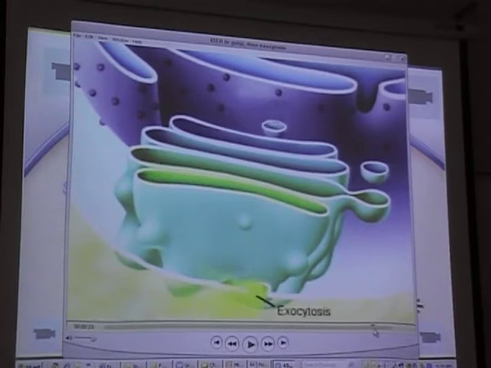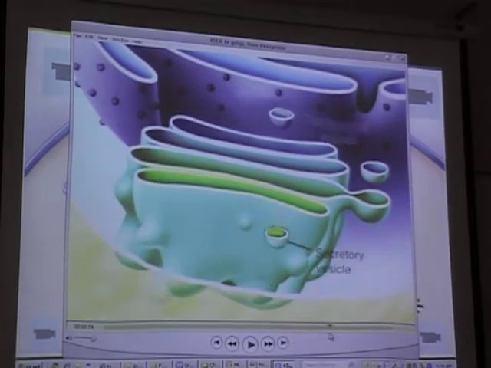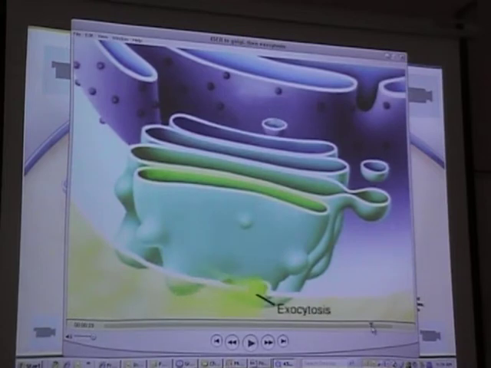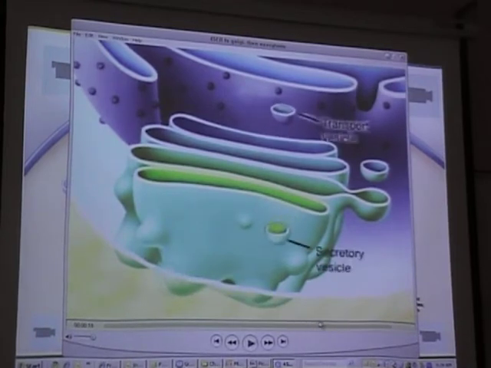How long does this process take? Some cells can do hundreds of these per second.